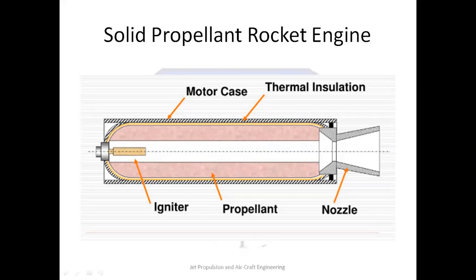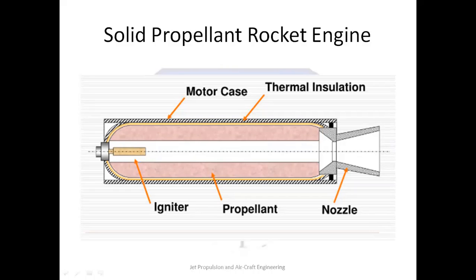Now solid fuels and oxidizers are homogeneously mixed and packed inside the shell. A liner is provided between the shell and the propellant. The purpose of the liner is to protect the shell because of the higher temperature that will be generated during the combustion process, which reaches up to 3000 degrees Celsius.